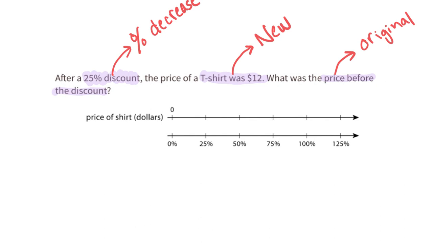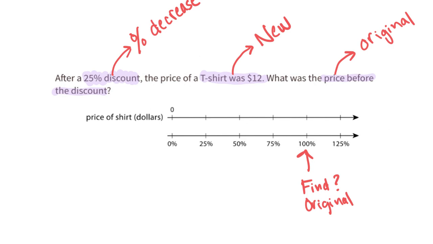Okay, that's actually kind of tricky to do. 100%, that is what we are trying to find. That's what we don't know, but that's what we are trying to find. So this is our original. We're trying to find that. Now, we need to figure out the discount.